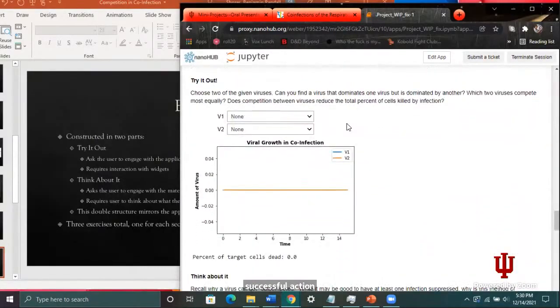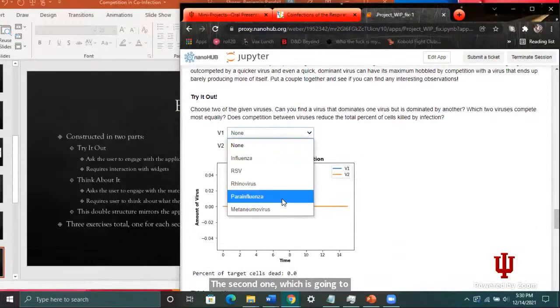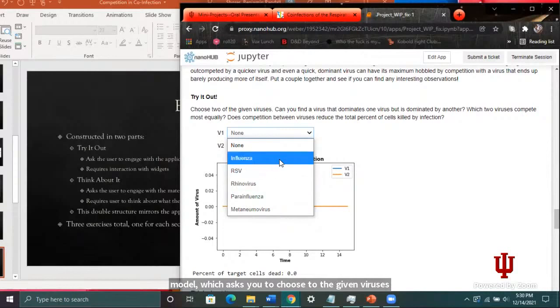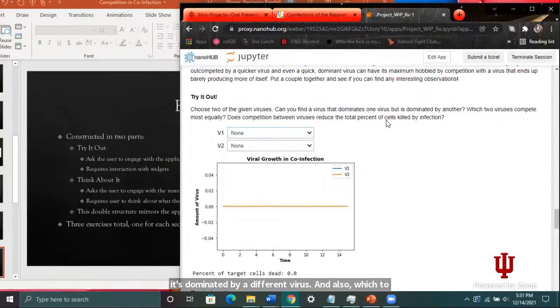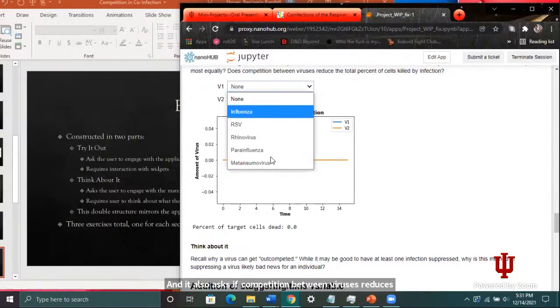Then there is the second one, which is in the double infection model, which asks you to choose two of the given viruses. These are the viruses that were used in the paper that was replicated. And then find one virus that dominates another virus, but is dominated by a different virus. And also which two viruses compete most equally. And it also asks if competition between viruses reduces the total percentage of cells killed by infection.